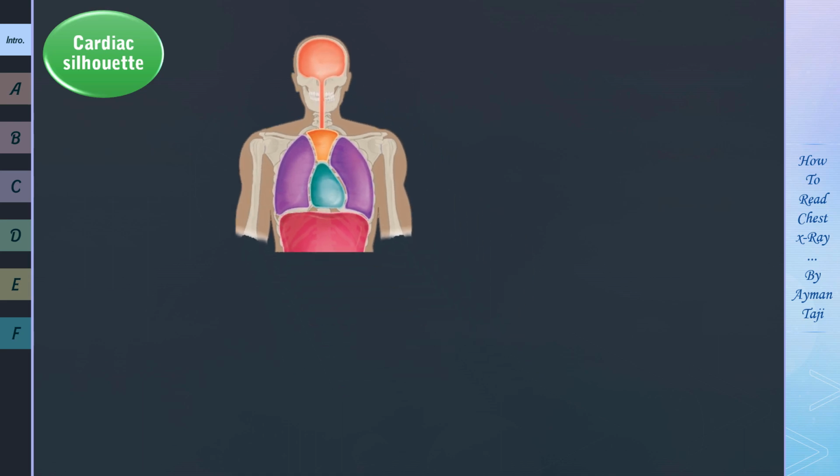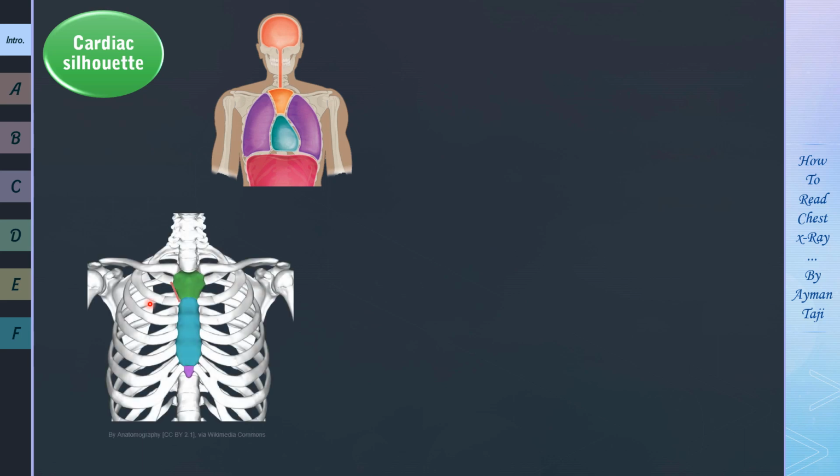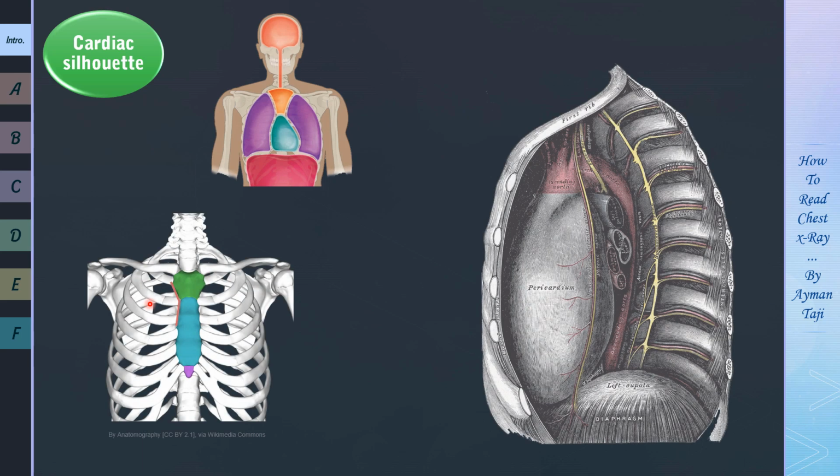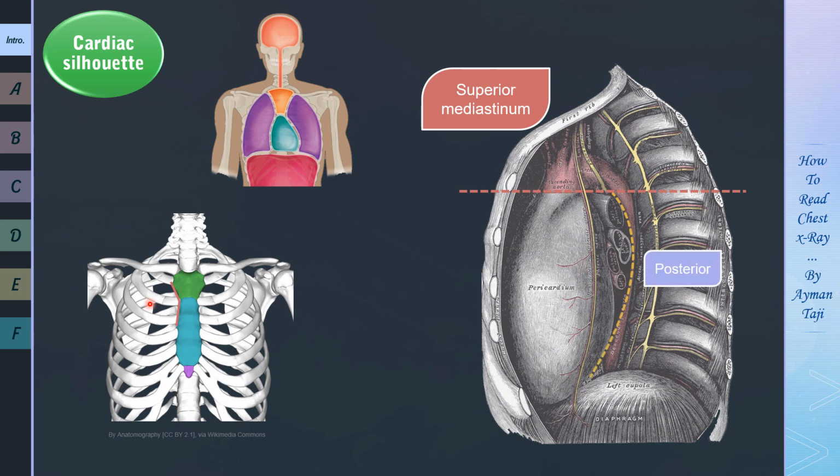Now, at the level of the sternal angle, we can draw a plane which separates the superior mediastinum above and the inferior mediastinum below. Then, the inferior mediastinum is further divided into 3 regions, all relative to the pericardium. The posterior mediastinum being behind the pericardium, the middle mediastinum contains the pericardium and its contents, and the anterior mediastinum being in front of the pericardium.